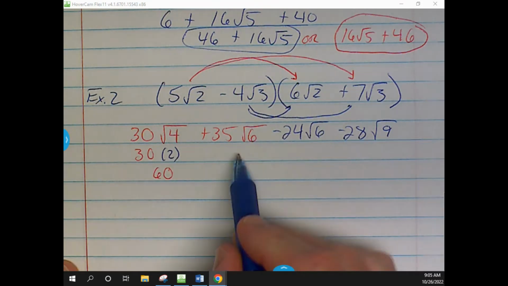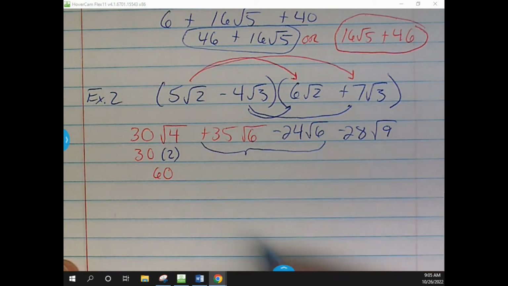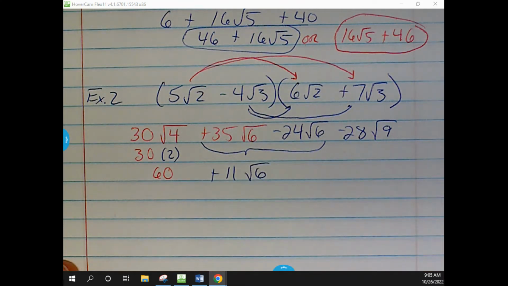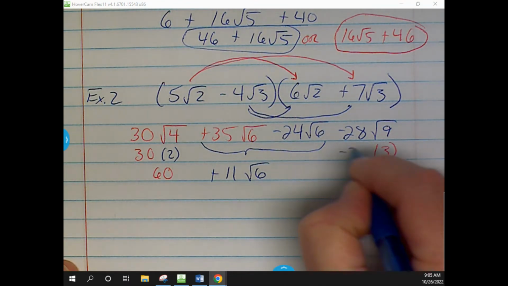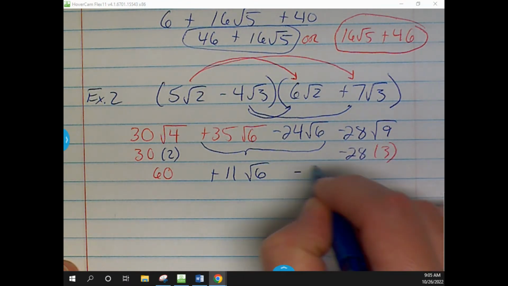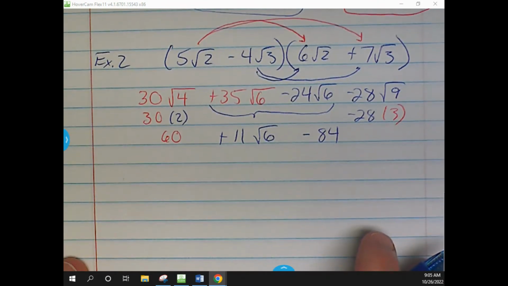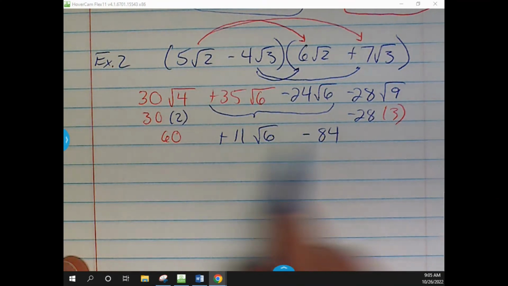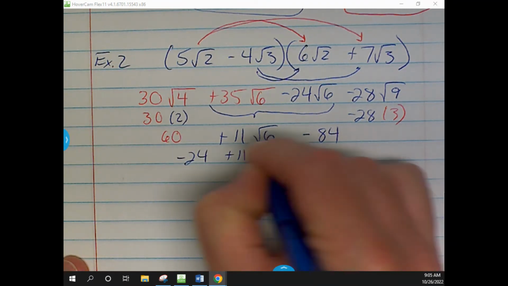For this one, we've got the same radicands here, so we can do 35 minus 24, which would be 11 square root of 6. Square root of 9 is 3. So it's negative 28 times 3, which is a negative 84. So we've got 60 minus 84. We can put those two terms together. That would make that a negative 24. And we've got the 11 square root of 6 that's there.